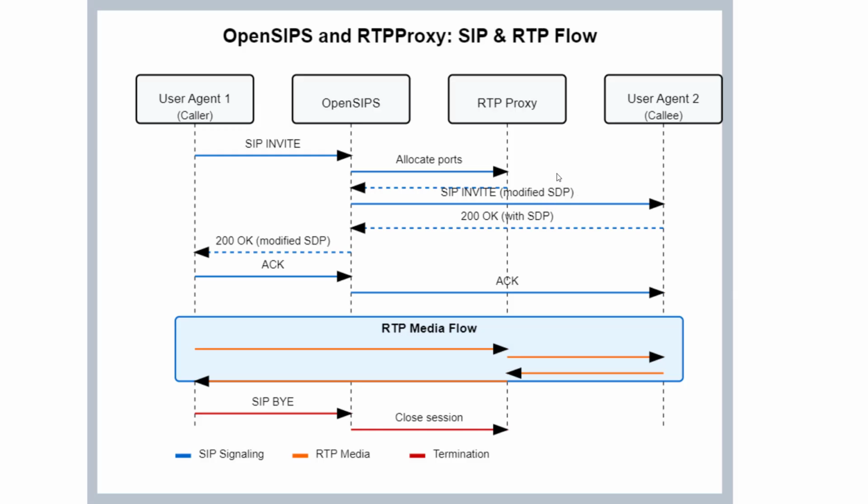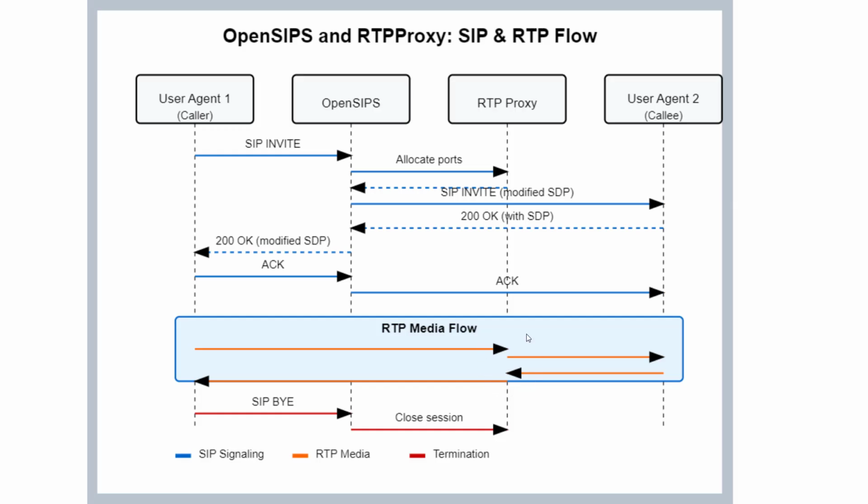Which SDP address and port is connected here? The one of the RTP proxy. So after changing the SDP on the invite and on the 200 OK, rather than sending the RTP directly to the user agent 2, the user agent sends the RTP flow to the RTP proxy. This flow goes to the user agent 2, and the user agent 2 responds to the RTP proxy.